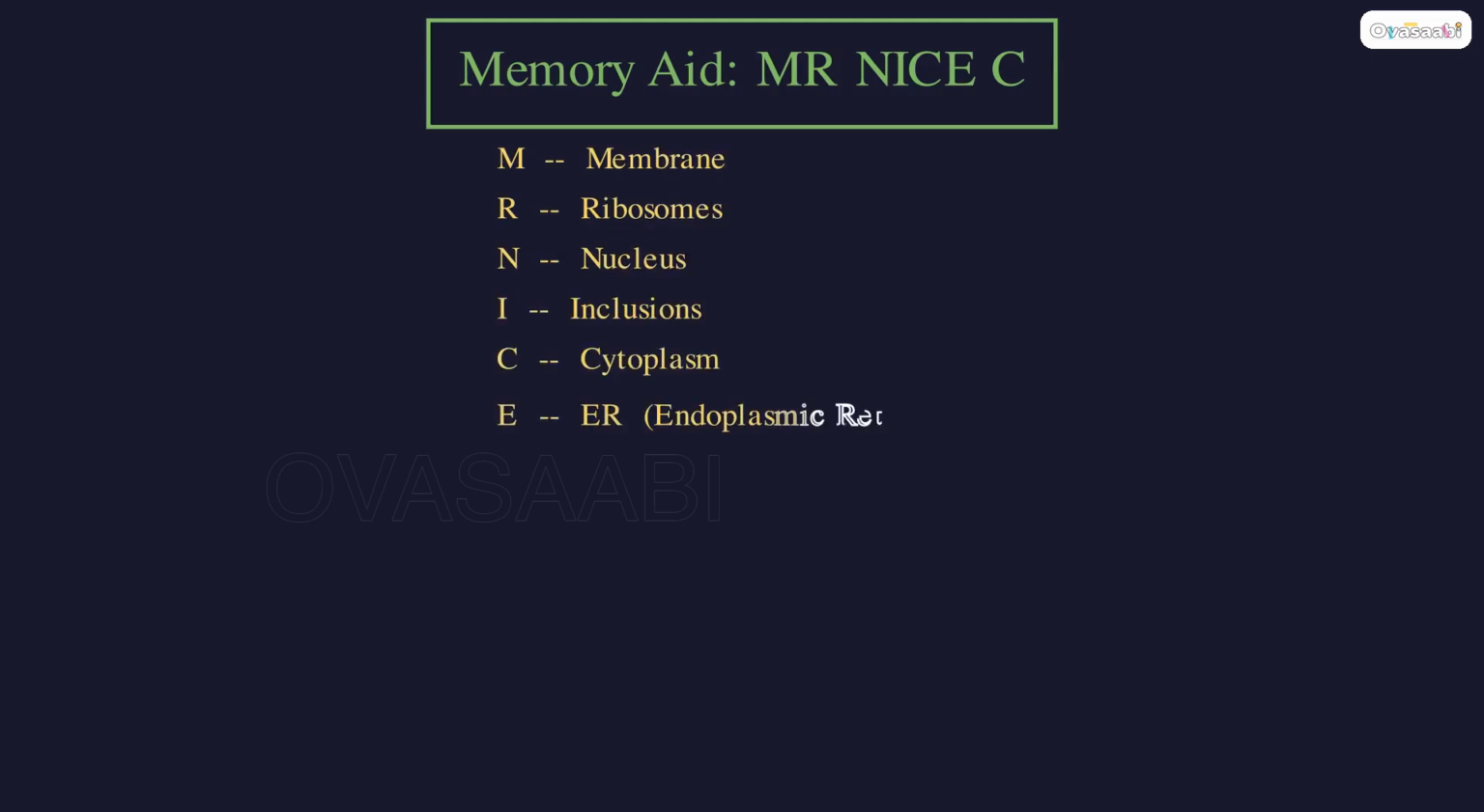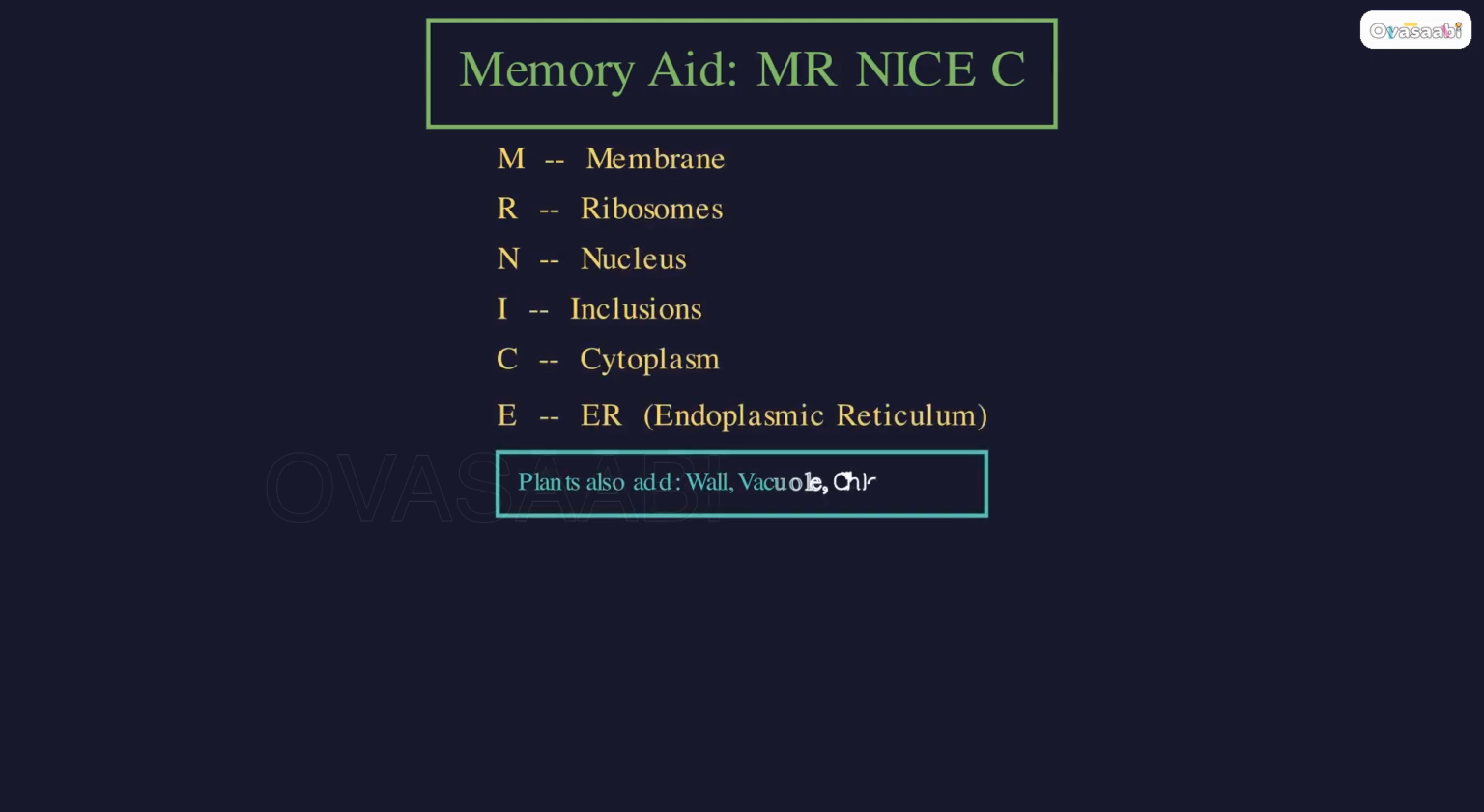Remember Mr. Nice C for cell parts: membrane, ribosomes, nucleus, inclusions, cytoplasm, ER. Plants add wall, vacuole, and chloroplasts. You've got this.